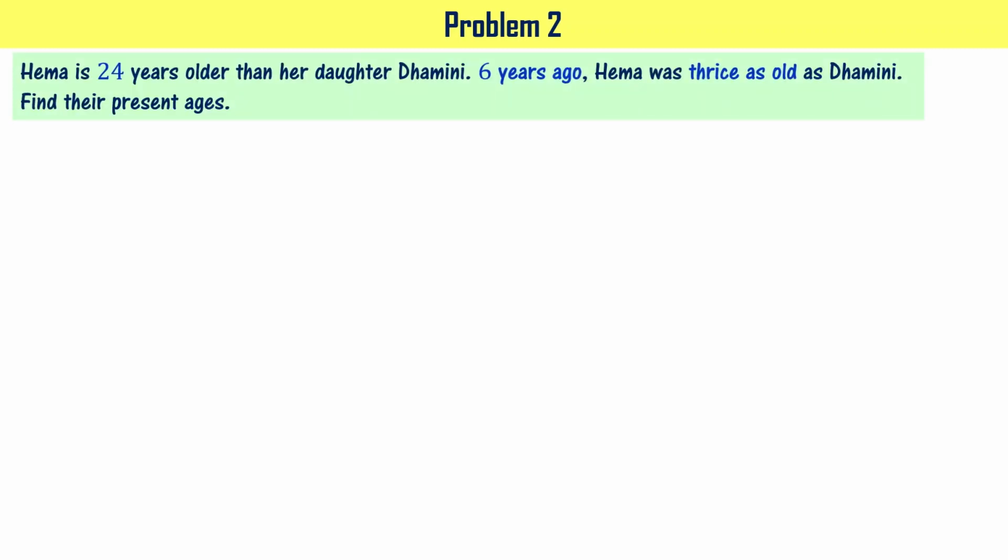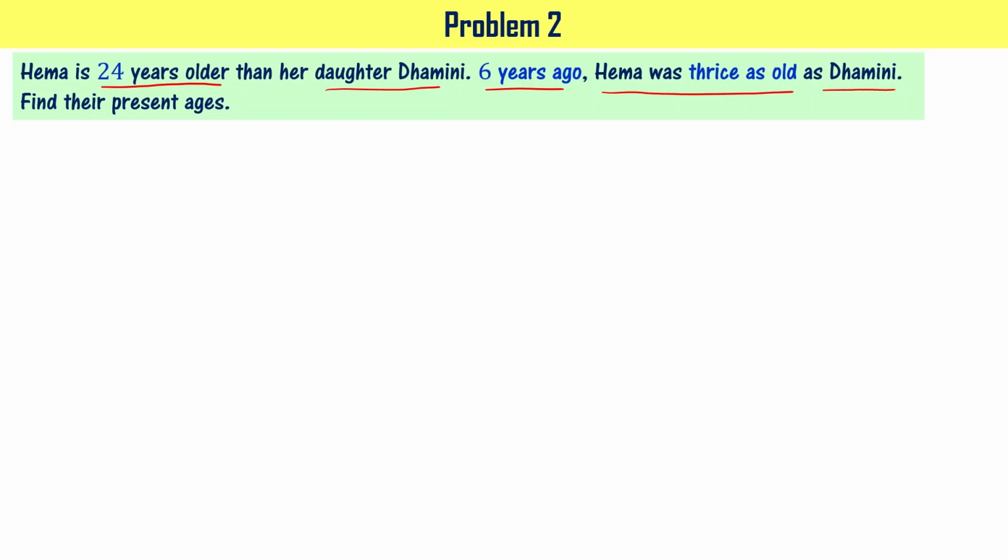Let us solve another problem. Hema is 24 years older than her daughter Damni. 6 years ago, Hema was thrice as old as Damni. Find their present ages. You're given two statements. The first one is Hema is 24 years older than her daughter Damni. And the second statement says that 6 years ago, Hema was thrice as old as Damni.